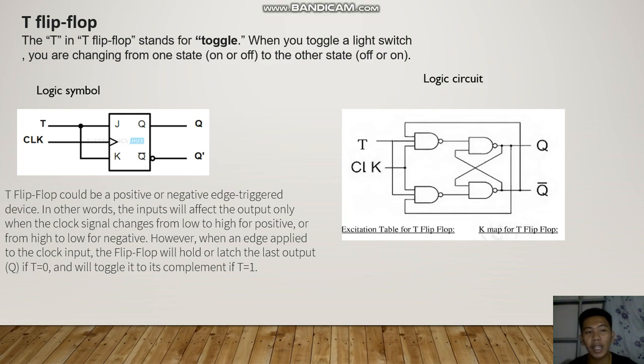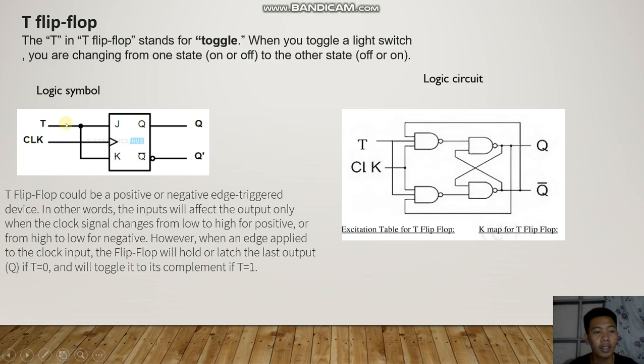For today's video, we're going to discuss the T flip-flop. The T in T flip-flop stands for toggle. When you toggle a light switch, you are changing from one state, on or off, to the other state, off or on. We have here the logic symbol for the T flip-flop.